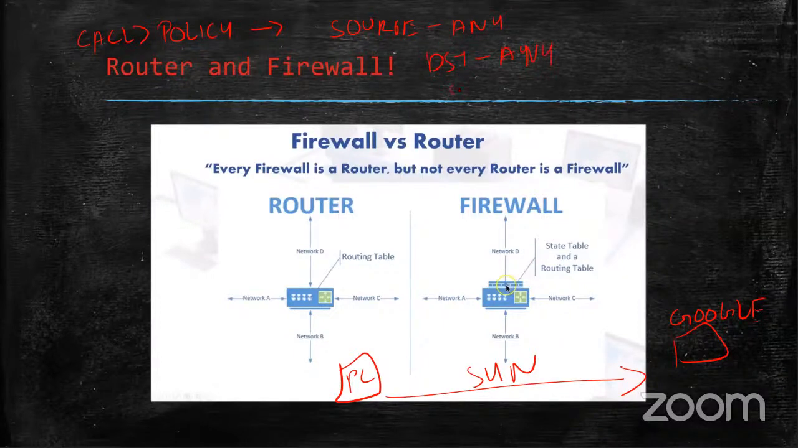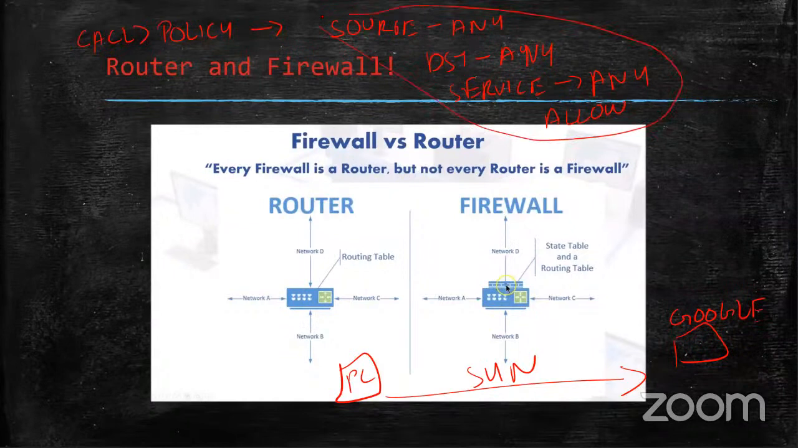Just an example, service any. Please never do this in your environment. Service any, and I say allow. So this policy will do what? This policy will ensure that whatever traffic is coming from my inside to the outside is allowed. Am I right or not? Yes or no?